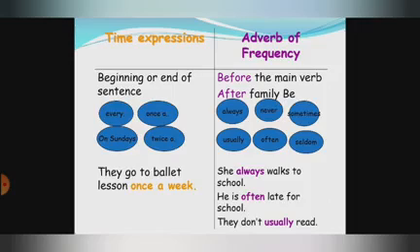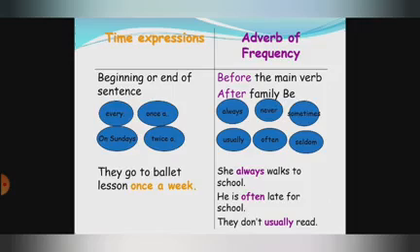You should also know that adverbs of frequency are also keywords to the present simple. What are the adverbs of frequency? They are always, never, sometimes, usually, often, and seldom. Pay attention that adverbs of frequency come before the main verb and after verb be. Let's see the examples. She always walks to school. So the adverb of frequency came before the verb.